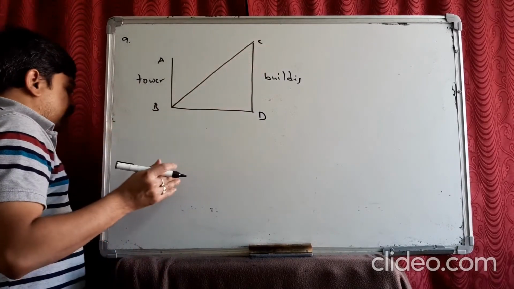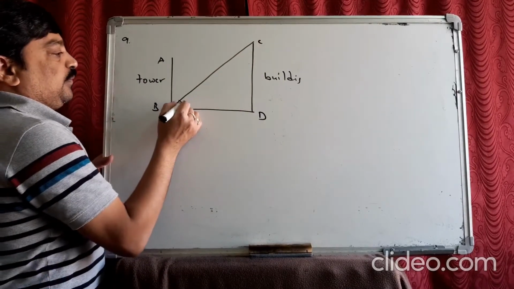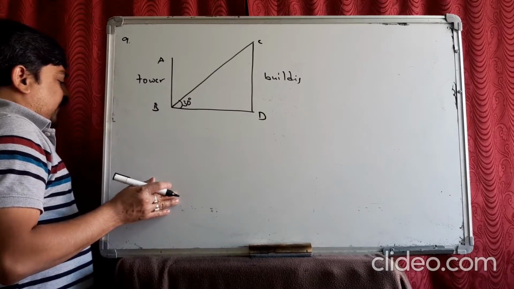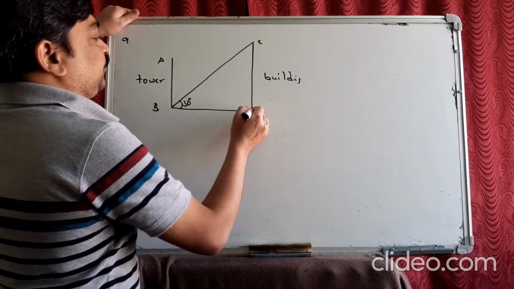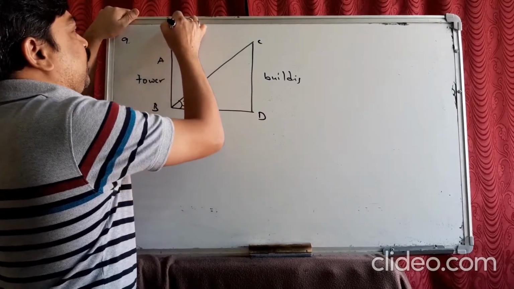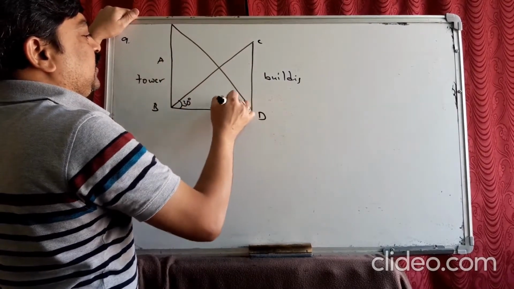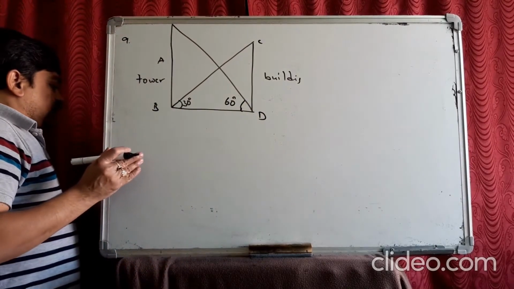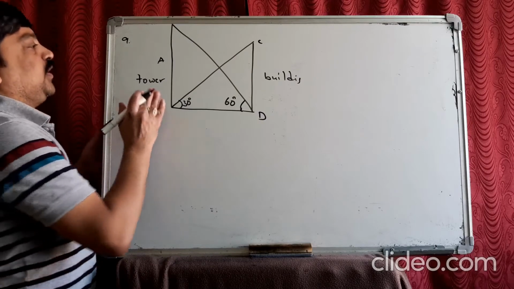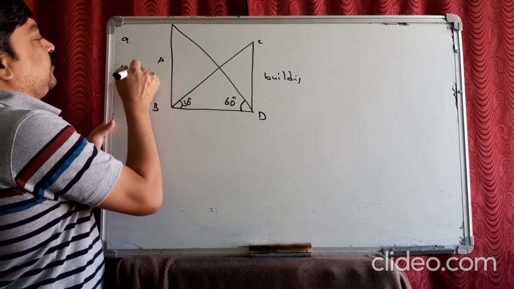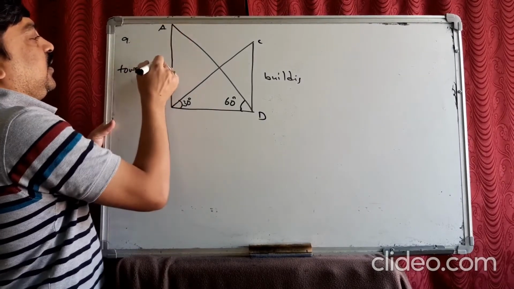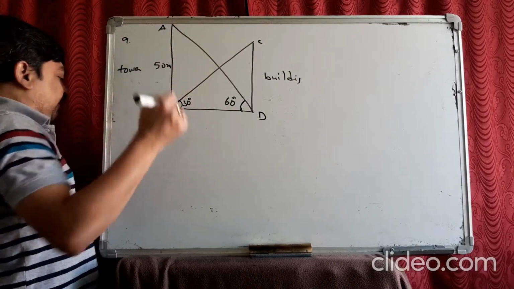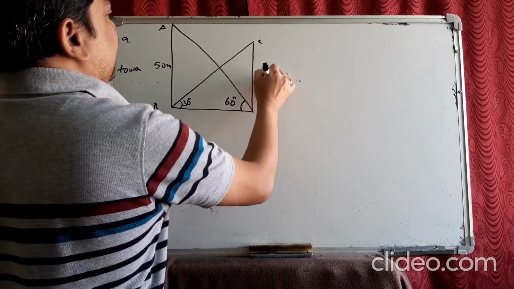The angle of elevation of the top of the building from the foot of the tower is 30 degrees. And the top of the tower from the foot of the building is 60 degrees. If it is 60, it should be more height. Now what did they say? If the tower height is 50 meters, find the height of the building. You have to find h.